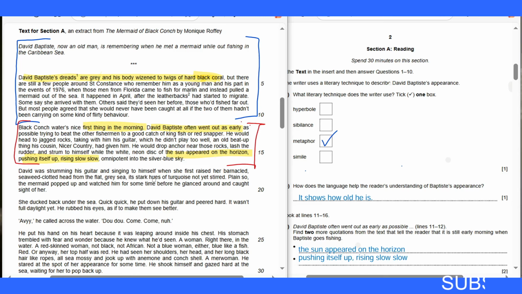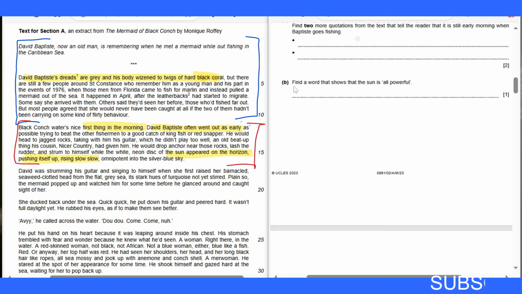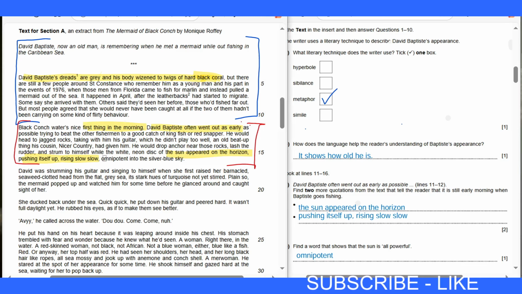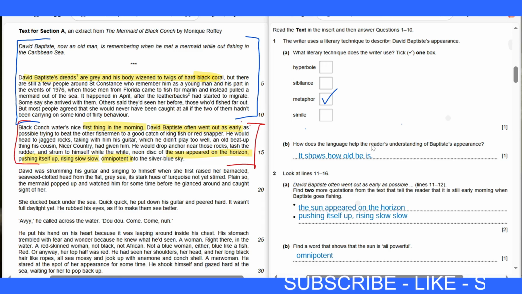Alright, let's move on. Okay, question 2b. Find a word that shows that the sun is all powerful. Okay, let's check out the answer, guys. So it's omnipotent. Okay, in here, omnipotent. Next, let's move on.